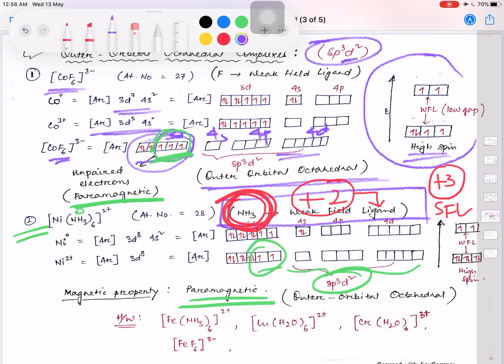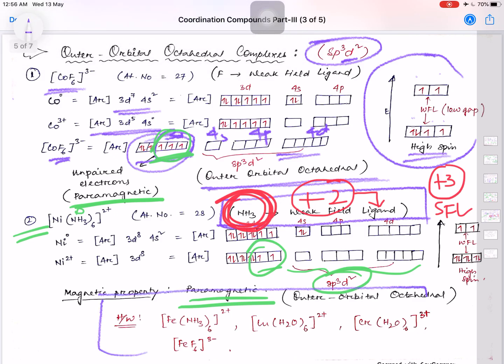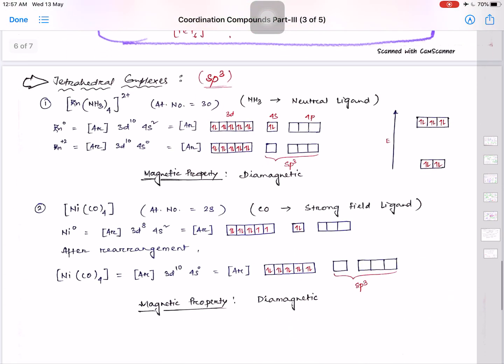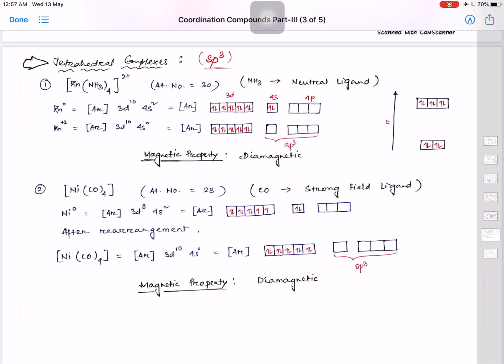So you just solve these 4 examples. These are your homework. Next let us move on to tetrahedral complexes. For tetrahedral complexes, all of you know that the hybridization is sp3. So we'll take the example of [Zn(NH3)4]2+, +2 oxidation state for zinc.